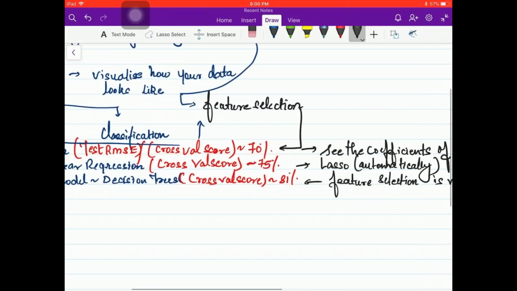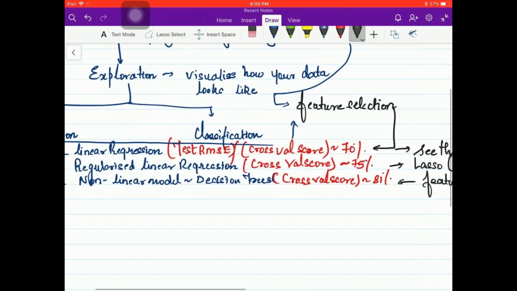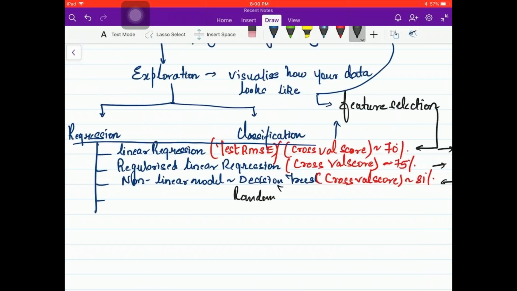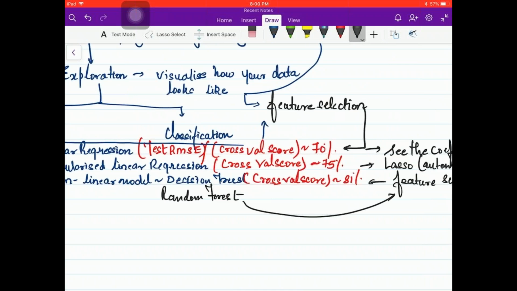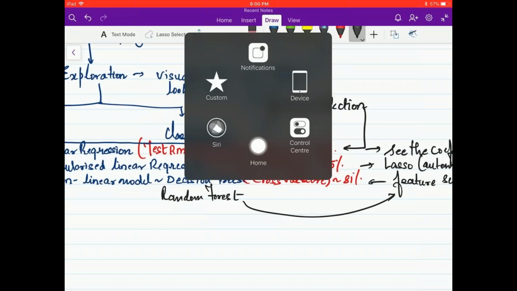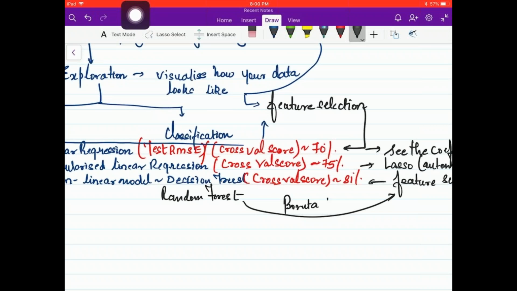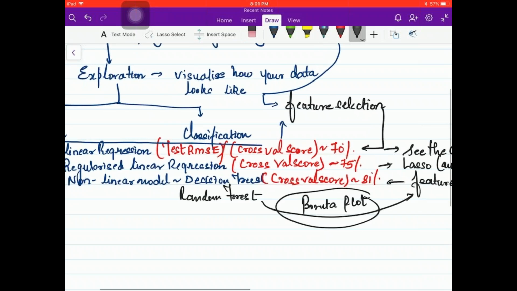So in a decision tree, not specifically decision tree, I'll say decision tree and random forest in tree-based modeling, random forest gives you a very, very powerful tool called the Boruta plot. Okay, the Boruta plot is a very powerful tool to find the important features. We will see today how this can be done in Python. So it's a very important tool to do feature selection using the random forest algorithm. The base of the Boruta plot is the random forest algorithm.